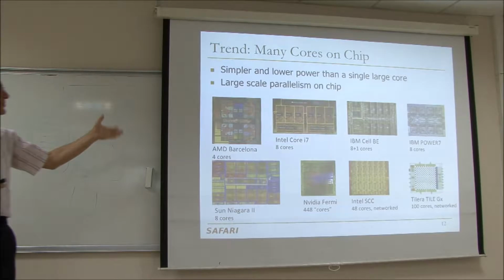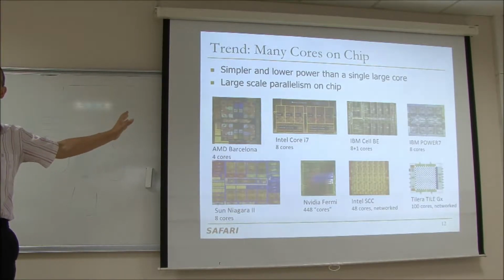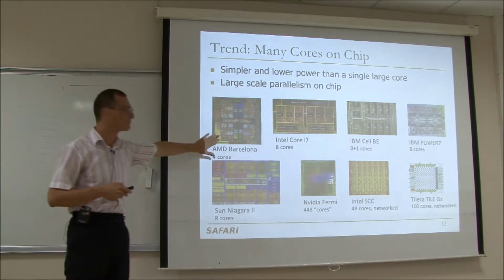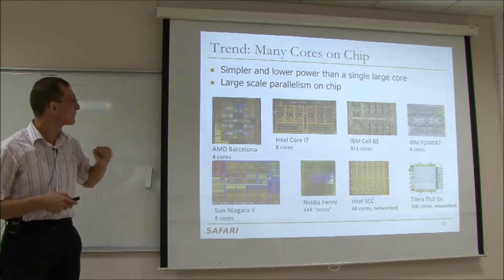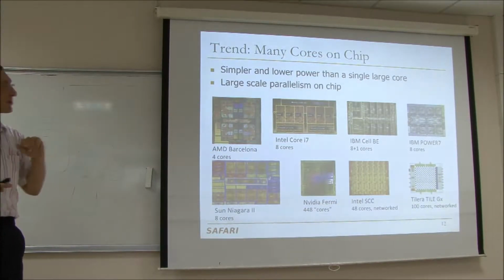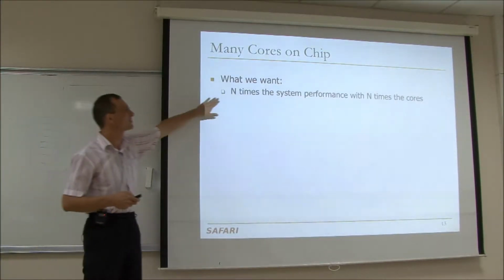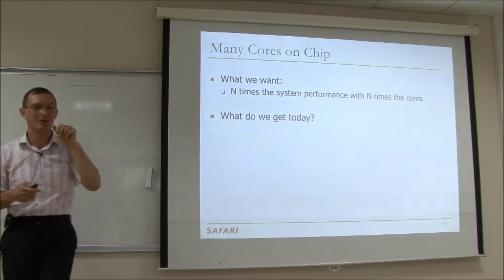We're putting more cores on a chip. You've seen the slide several times during these lecture series. This is not an up-to-date slide. People keep adding more cores. But basically, there's a good reason for this. What we ideally want is n times the system performance with n times the cores. But what do we get today?